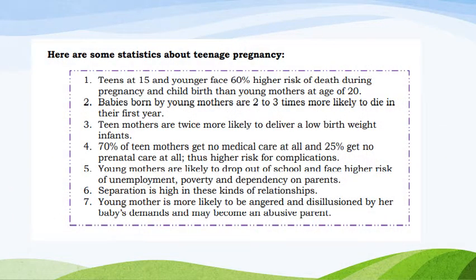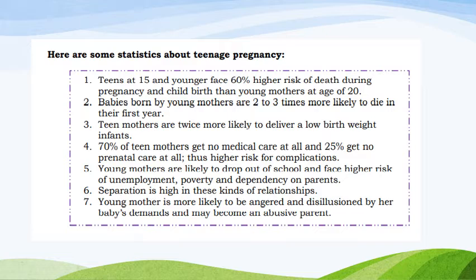Here are some statistics about teen pregnancy. 1. Teens at 15 and younger face 60% higher risk of death during pregnancy and childbirth than young mothers age 20. 2. Babies born to young mothers are 2 to 3 times more likely to die in their first year. 3. Teen mothers are twice as likely to deliver low birth weight infants.